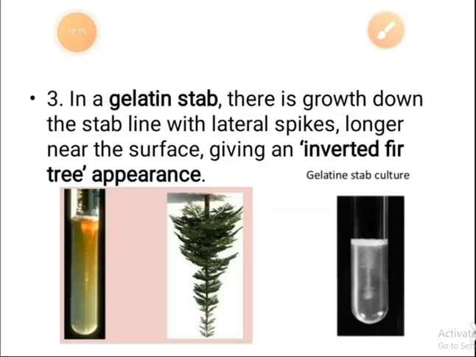The third culture medium used in a tube is gelatin medium. In a gelatin stab, there is growth down the stab line with lateral spikes, which gives the growth a characteristic inverted fir tree appearance. This is the characteristic inverted fir tree appearance, which is characteristic for the growth of Bacillus.